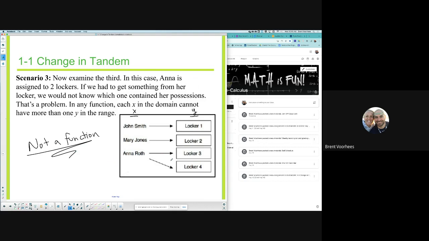Anyways, that's not a function. Why? Anna has 2 lockers. That's the problem. One x has 2 y's.